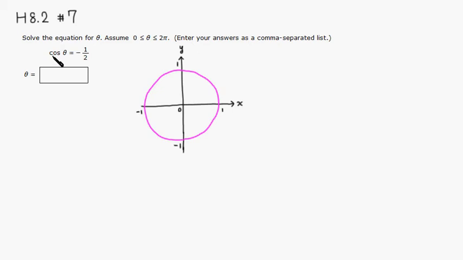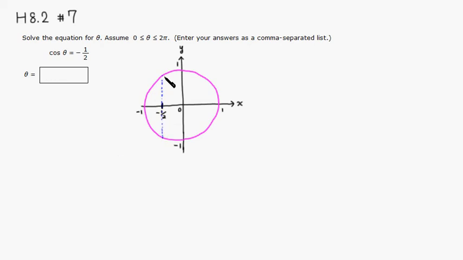All right, so we want the cosine value to be -1/2. Remember that the cosine represents the x coordinate, right? And so we want the x coordinate to be -1/2. So -1/2 would be right here. So we are looking at the points on the unit circle whose x coordinate is -1/2.